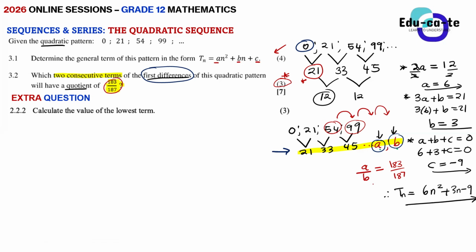So let's just say A over B is equal to 183 out of 187. Let's write this as our ratio: number A over B is 183 over 187. Now I want you to think critically with me here. What is this A? Is it a term position or a term value? It is a term value for the arithmetic sequence, right?